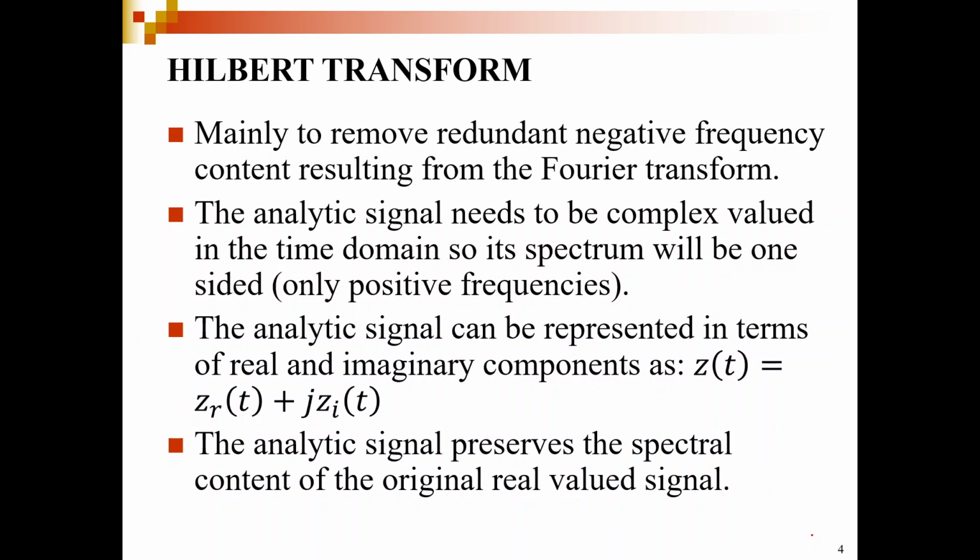The Hilbert transform is mainly used to remove the redundant negative frequency which comes in as a result of the Fourier transform representation. Let's suppose we have a cosine signal represented as cos omega naught t in the time domain. If we obtain its Fourier representation, we know that it consists of two delta functions, one located at minus omega naught, and the other located at plus omega naught on the omega scale.